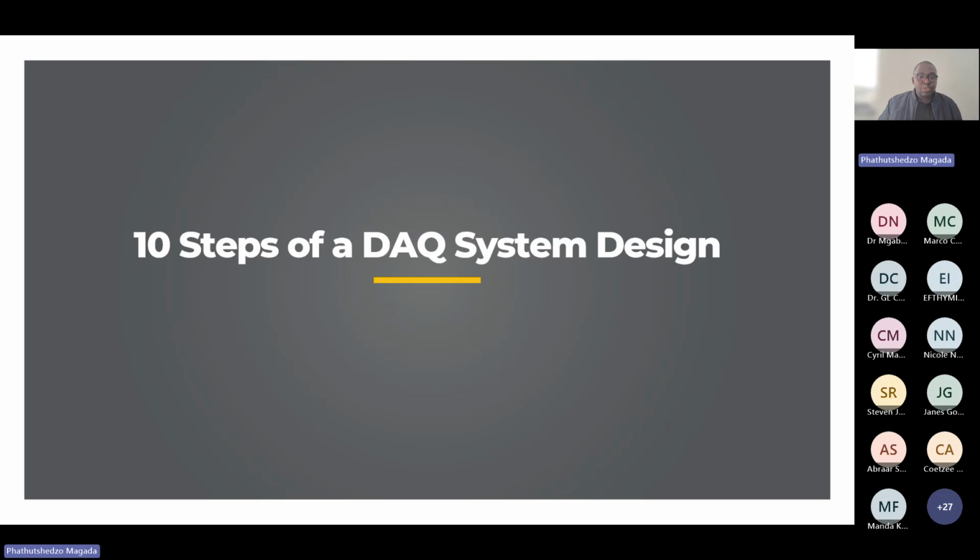I'm now going to discuss 10 steps that need to be followed when we are designing a data acquisition system, to ensure that the data acquisition system that we are designing meets our requirements, and we are able to get the data that we want. In most cases, we just end up acquiring the data system, no matter how expensive it is, but it ends up not addressing the needs that we have in the field.